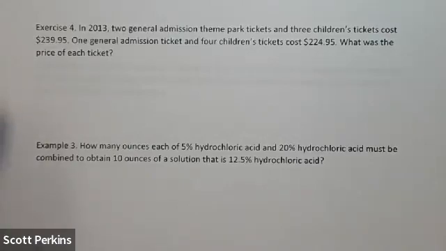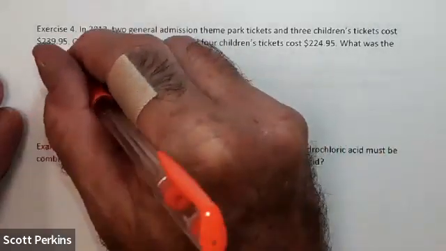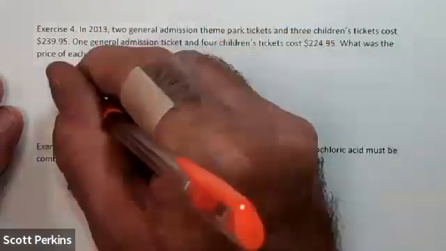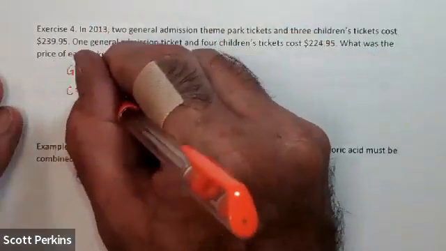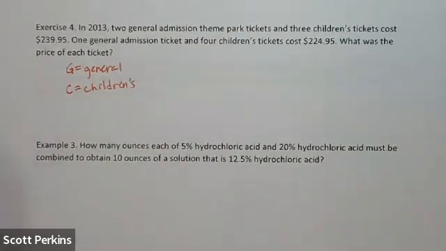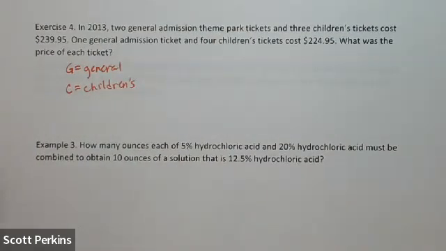Okay, so here's what I'm going to do. I'm going to use the letter G for general admission, and then I'm going to use C for children's. If you use different letters than me, don't erase, that's fine. Just make sure you have declared what they are, so when you get to the end of the problem, you know what your X and your Y or your M and your N or whatever your favorite letters are represent.